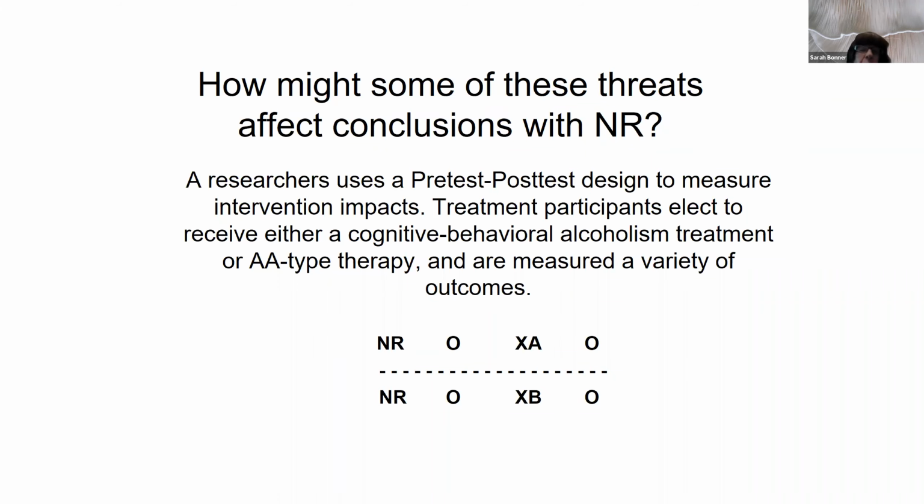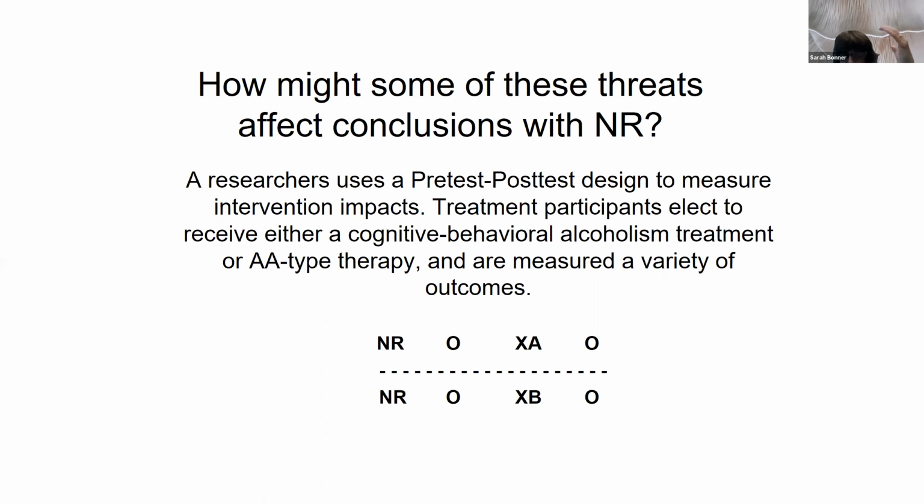So, okay, let's start to think about threats. Wow, so many threats to saying, let's say that cognitive behavioral alcoholism treatment has a much greater reduction in number of drinks per week than AA. Okay, so the difference in differences: reduction in drinks for cognitive, reduction in drinks for AA, much greater for cognitive. Great. So you think, oh, cognitive behavioral therapy works.